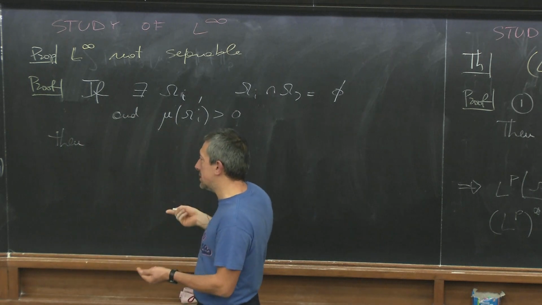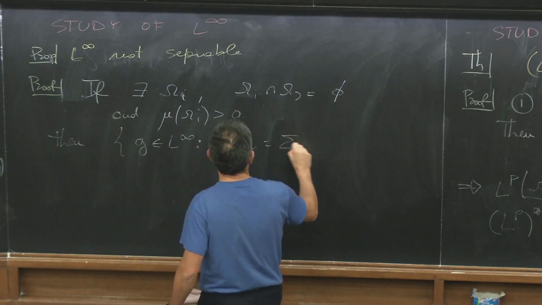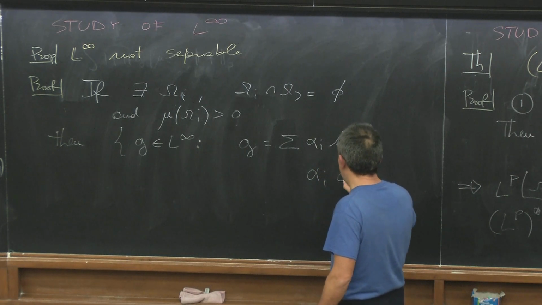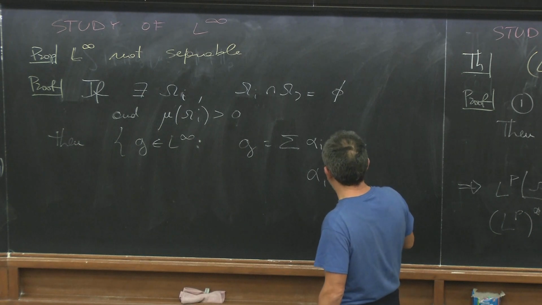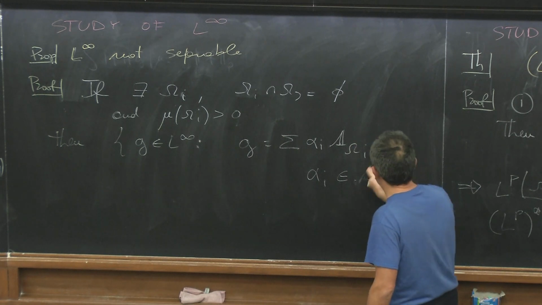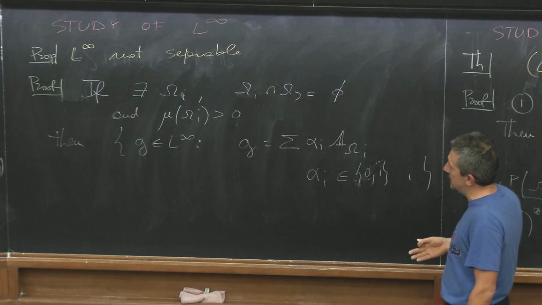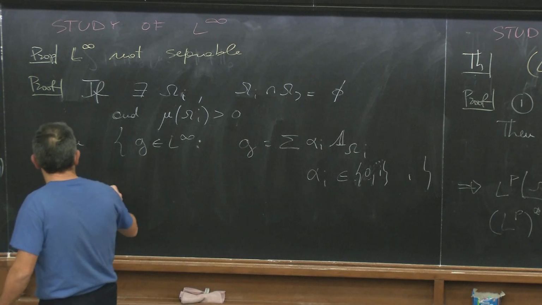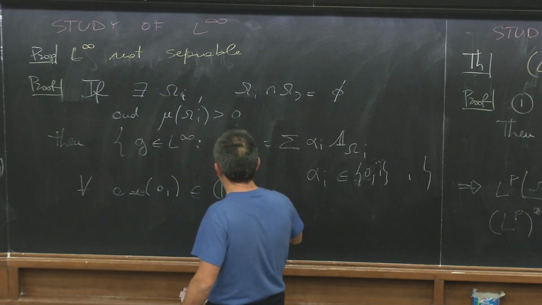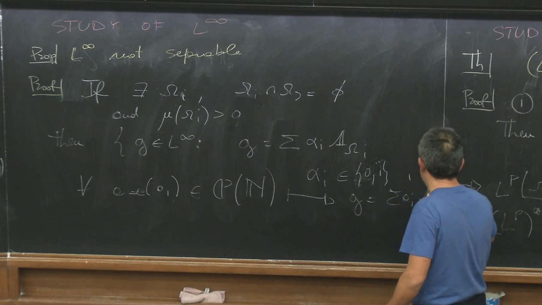we define the set of functions g in L infinity, where g is defined as the sum of alpha I times the characteristic function of omega I. So it is a partition, and alpha I is in {0, 1} for all I. So essentially, for every A, which is a family of indices in the power set of N, I can associate uniquely a function g, which is the sum of A I omega I.